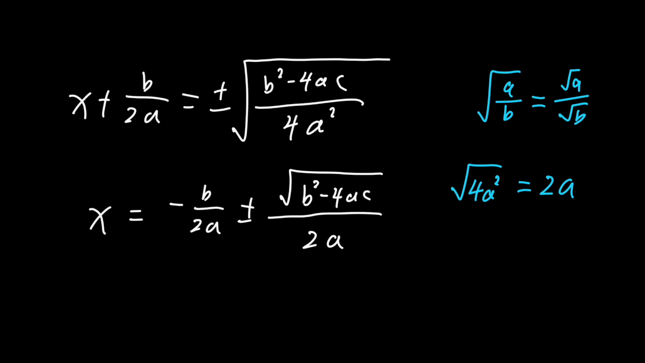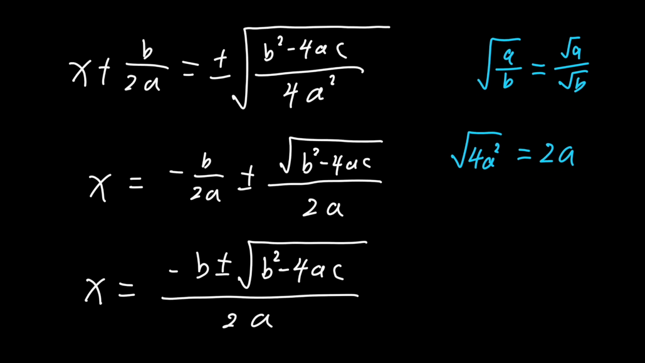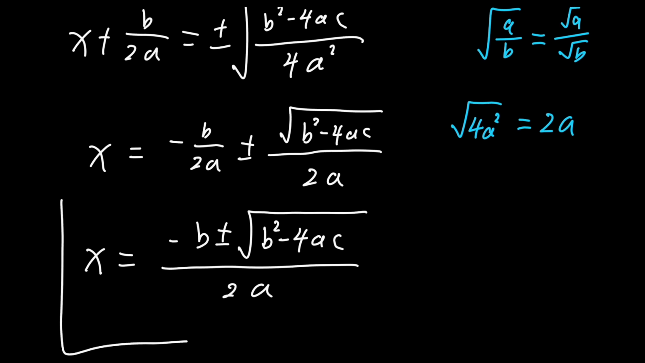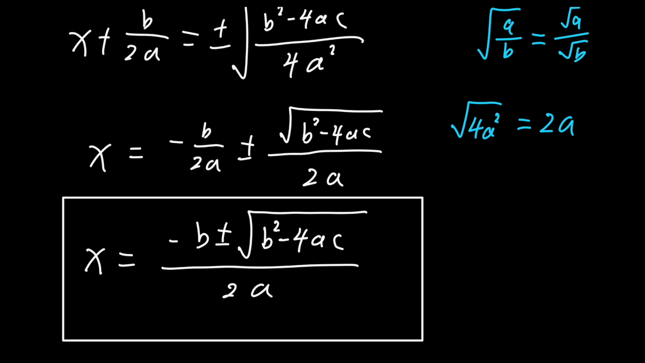Then you can see the denominator is the same, so we can combine them. So x equals negative b plus or minus the square root of b squared minus 4ac, all over 2a. And this is the quadratic formula. And it's pretty useful to figure out this value.